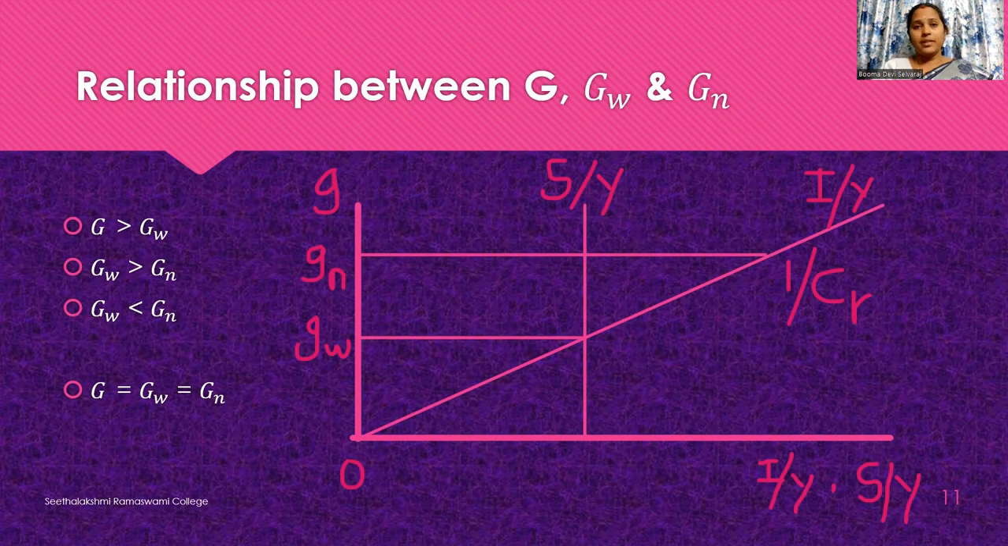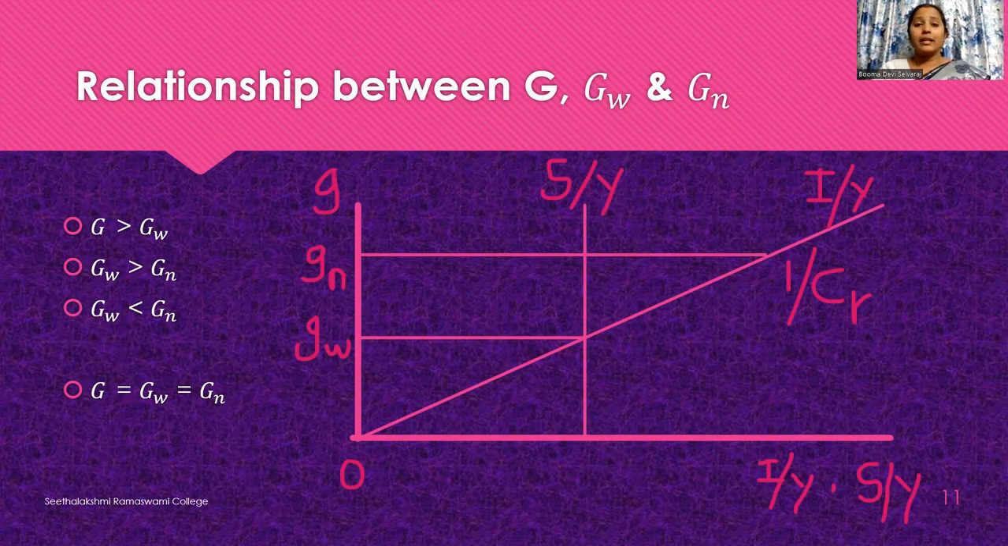If GW is greater than GN, there will be a chronic tendency towards depression because it is not sufficient to fulfill the necessary condition. What if GN is greater than GW? There will be a demand for inflation because it exceeds the necessary condition. Given the inequality, there are four possible ways to equalize GN and GW.